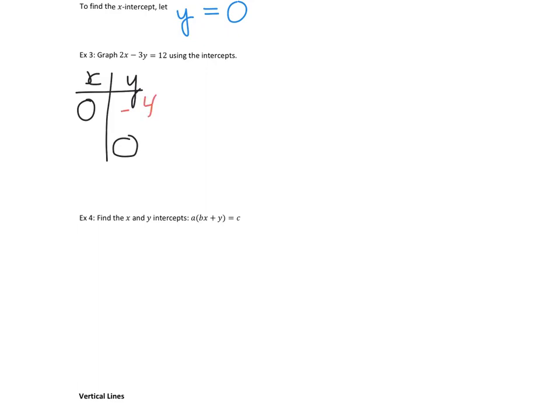In similar situation, to find our x-intercept, we let y equal 0. And again, it kind of just makes this whole term disappear. And we would be left with 2x equals 12. 2x times what is 12? 2 times 6 is 12.